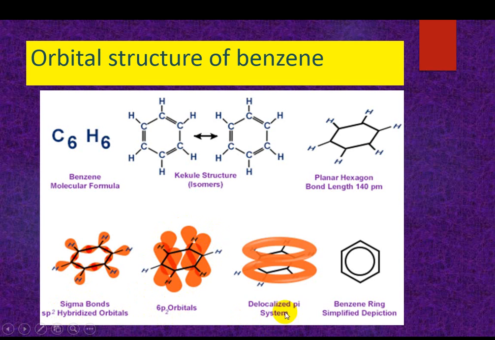This is the delocalized pi electrons. Here is the electron. The top forms a delocalized electron cloud, and in the bottom also delocalized pi electrons. This is the simplified depiction of benzene.